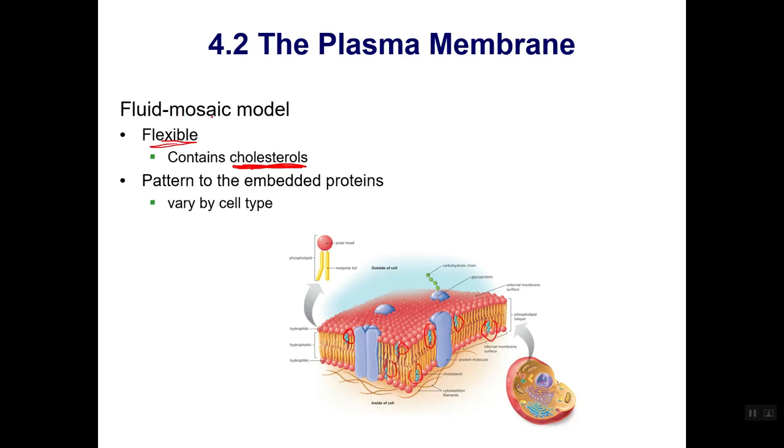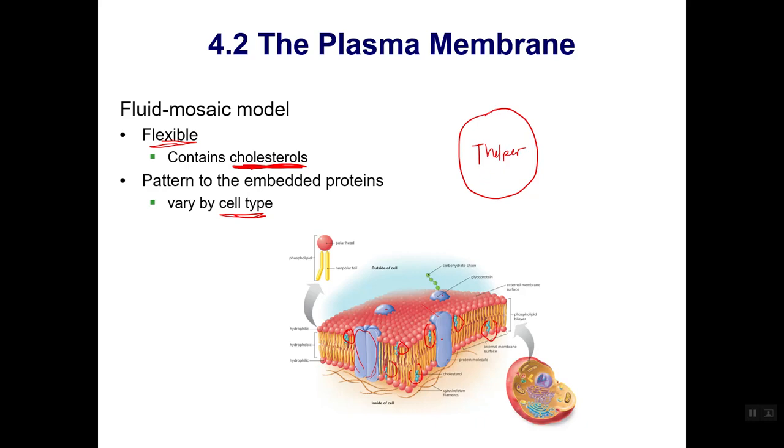Now, it's called a mosaic because there's a pattern to the proteins that are embedded into it. If you'll see this bluey purple thing here that's embedded into the plasma membrane, and this one here, and that one, and that, those are proteins. And there is a pattern to what kind of proteins are on a cell based on its cell type. So, for example, this we'll say is a T helper cell. It's a cell of the immune system.